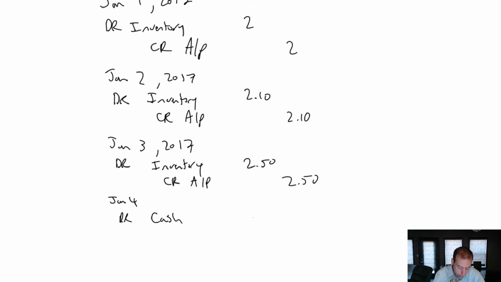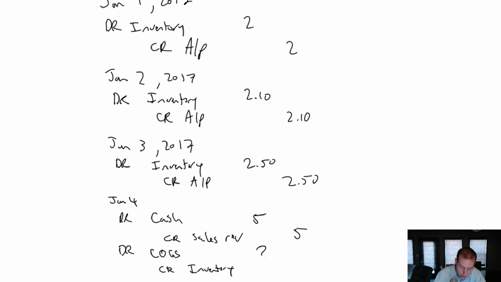So Walmart goes debit cash, $5, right? That's what they charge. Credit, sales revenue, $5. Now, here's the tricky part. And of course, when we sell something, we debit cost of goods sold, COGS, and we credit our inventory. But the question is, for how much?